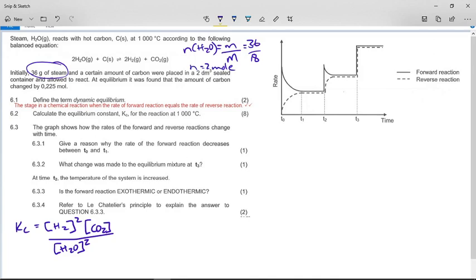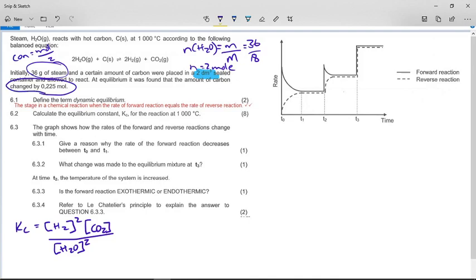There is a 2 cubic decimeter container. So this 2 cubic decimeter container I'm going to use to find my concentration. It is going to be the number of moles divided by 2 in my rice table. And then here, this is where it's possibly going to confuse you. It says at equilibrium, it was found that the amount of carbon changed by 0.225 moles.